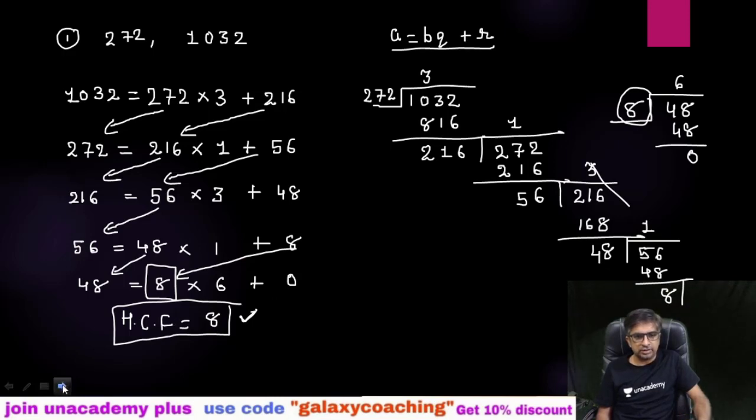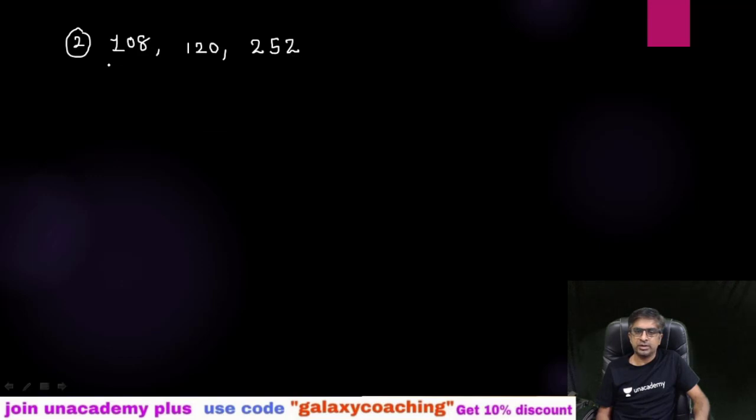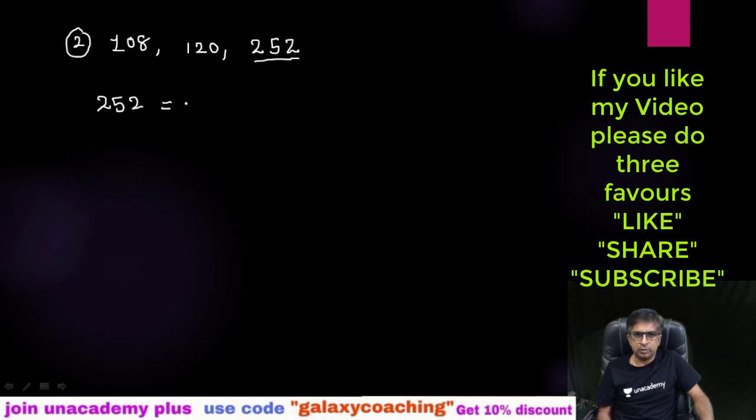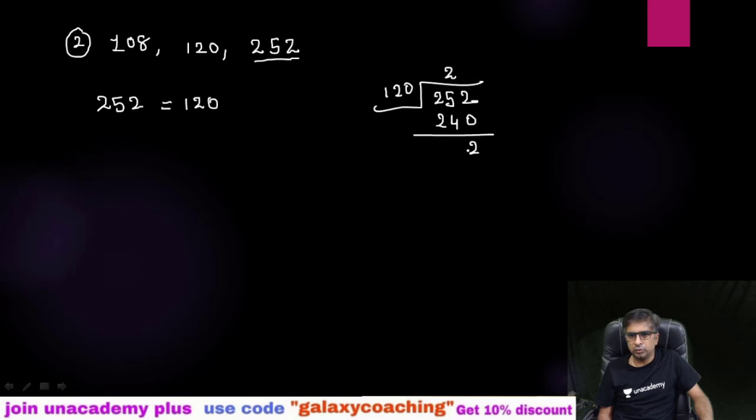Now whenever three terms are given to you, let us go for this question. Here 3 terms are given to you. So again you need to select the greater number, and then you can divide that greater term with any of these. I am going to take 120. So I am going to divide 252 with 120. 120 2s are 240 will come here. So the remainder will be 12.